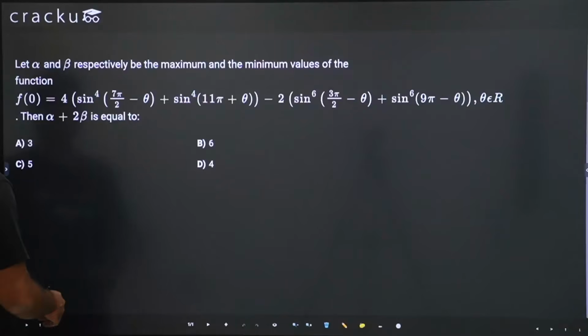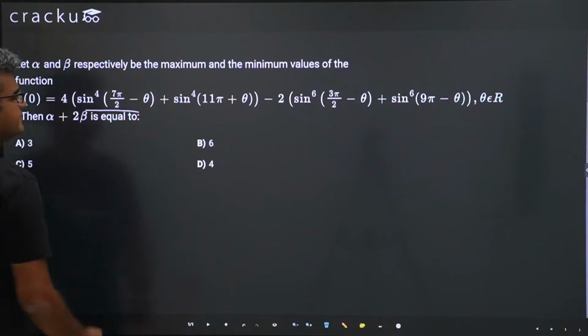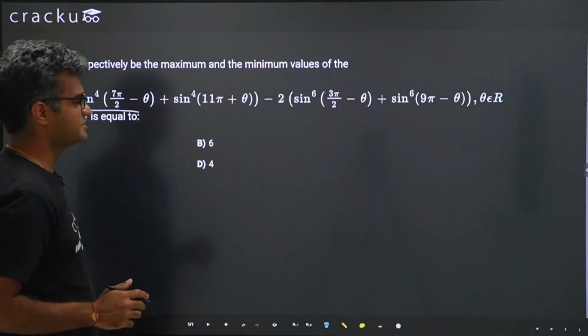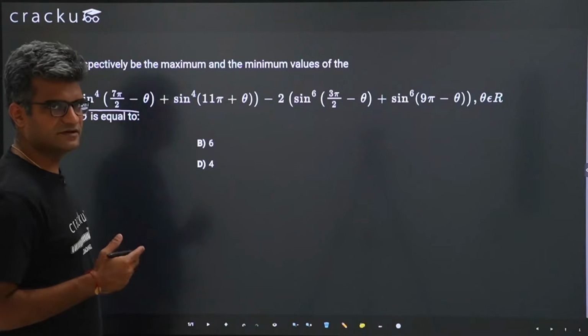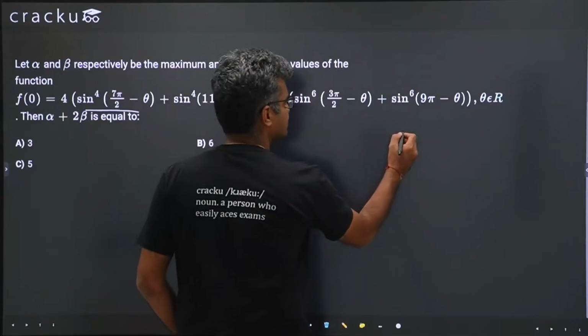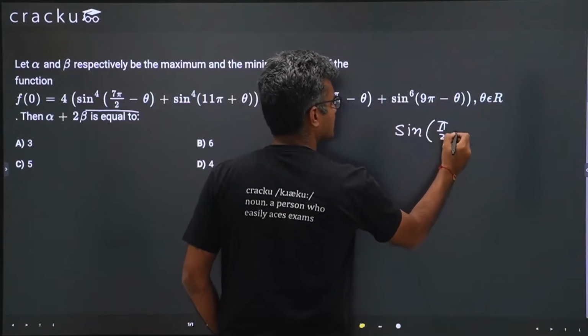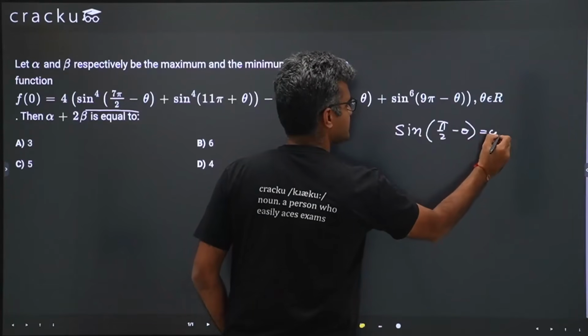In this question, we are given an expression, and we are told that alpha and beta are the maximum and minimum values of the given expression. Let us try to simplify the expression. The one thing that you should know is that sine of pi by 2 minus theta is equal to cos theta.